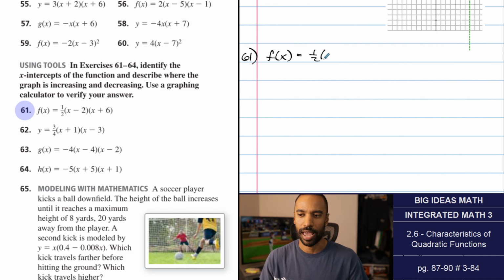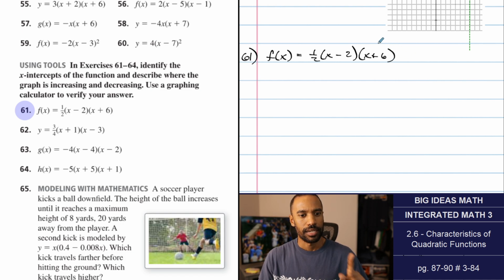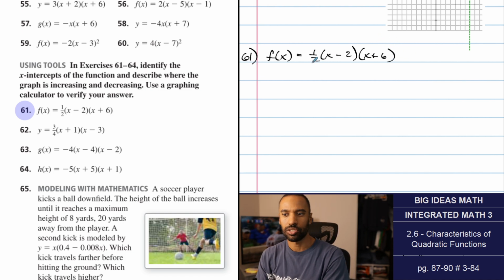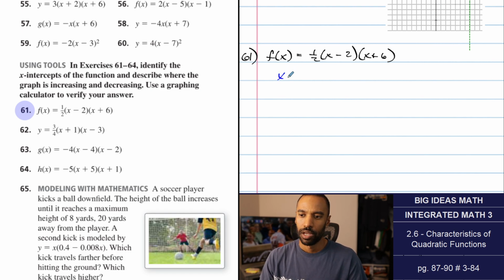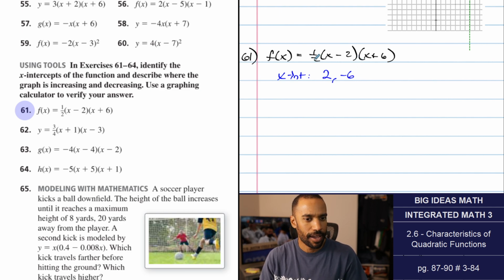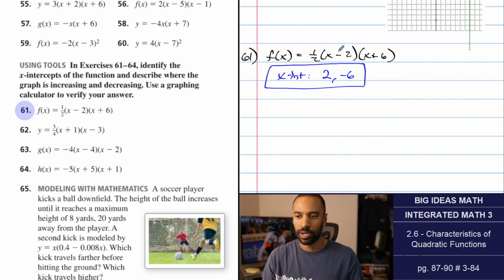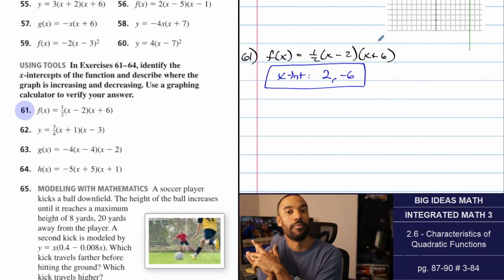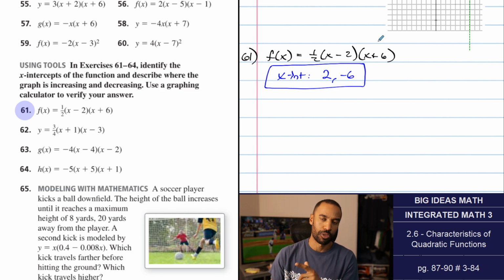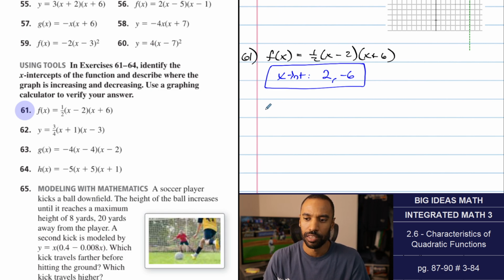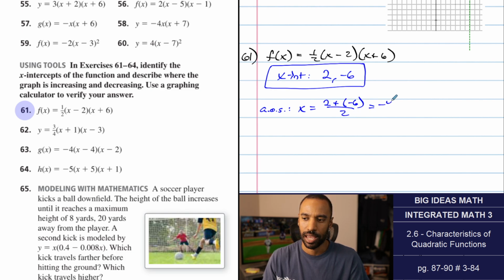So f of x equals 1 half times x minus 2 times x plus 6. Now, they didn't say to graph these equations, so maybe, let's see. The x-intercepts will be 2 and negative 6. What do they want? Identify the x-intercepts. Boom. They're at 2 and negative 6. Now, if I'm not going to graph, it might be worth me to use the axis of symmetry thing, the feature from before. Axis of symmetry is you average these two numbers. That's negative 4 over 2, which is negative 2.